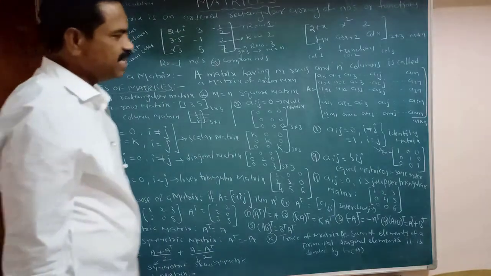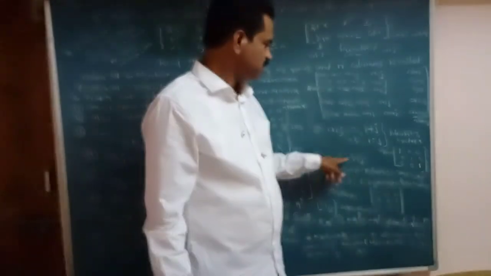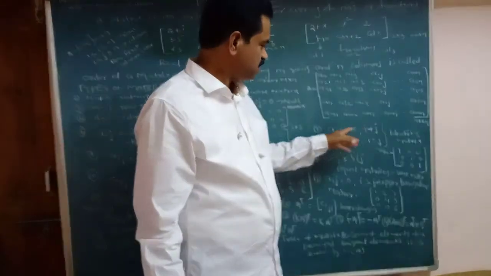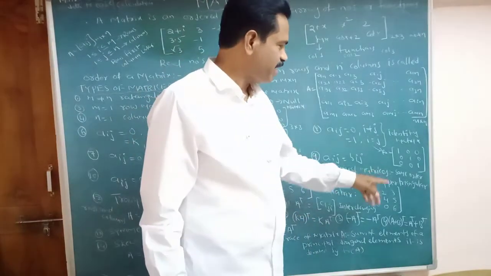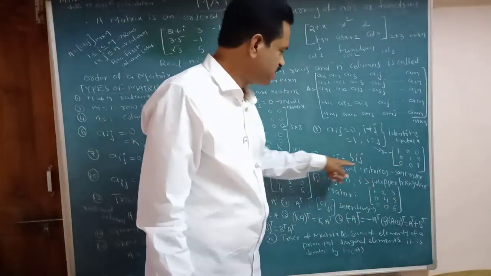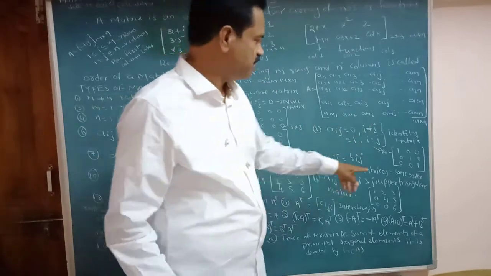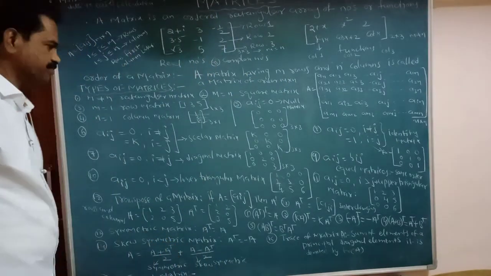Next one, equal matrices. Aij equals Bij, each element in A is equal to the corresponding element in B. That is equal matrices. It is defined only when the matrices are of the same order. If they are of the same order and corresponding elements are equal, then they are called equal matrices.